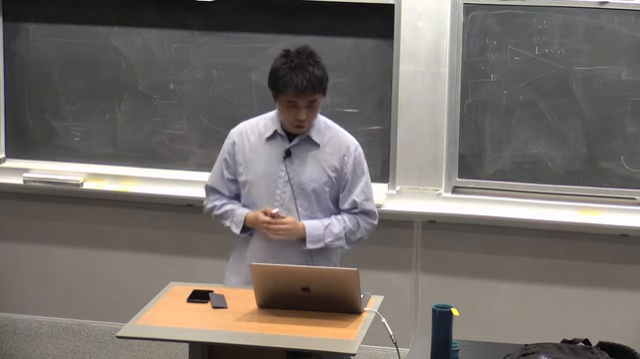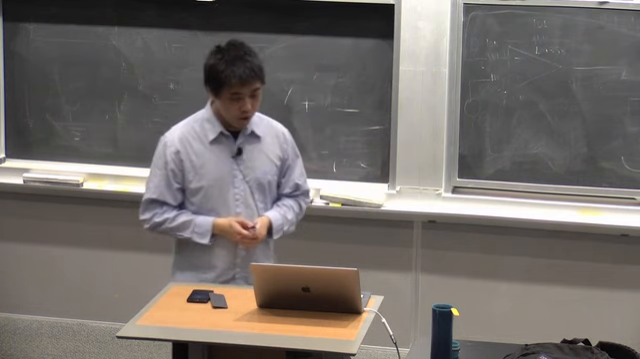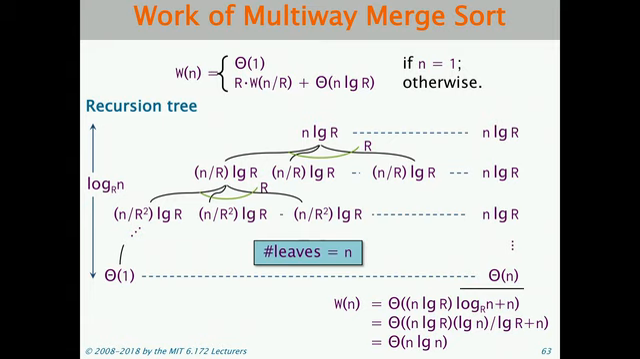No? OK, so let's analyze the work of this multi-way merge when used inside merge sort. So the recurrence is going to be as follows. If n is 1, then we just do a constant amount of work. Otherwise, we have R subproblems of size n over R, and then we're paying theta of n log R to do the multi-way merge. So here's the recursion tree.